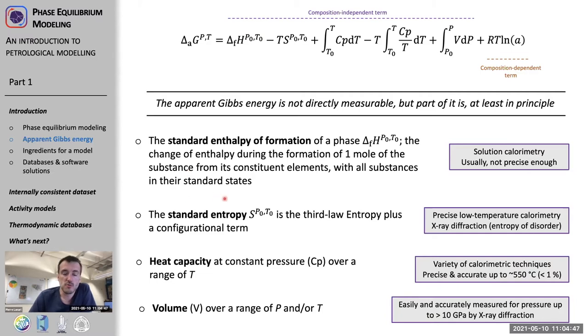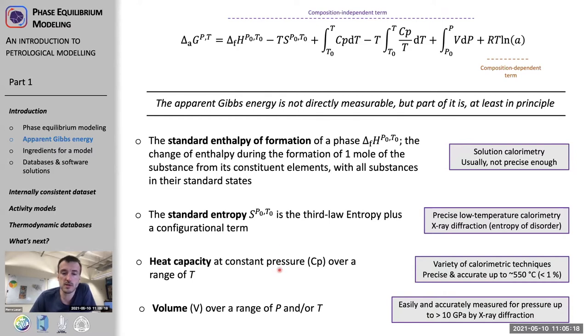The standard entropy, there are two parts inside. There is the third law entropy plus a configurational term. And usually you can measure the third law entropy using precise low temperature calorimetry. There are a couple of recent papers on that, and they managed to have a very accurate and precise measurement of the third law entropy. And the configurational term can be measured to some extent with some X-ray diffraction.